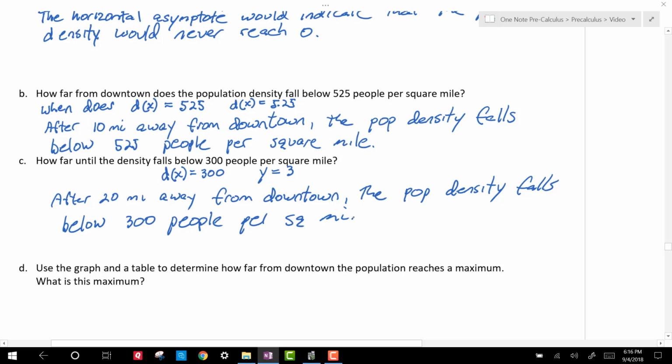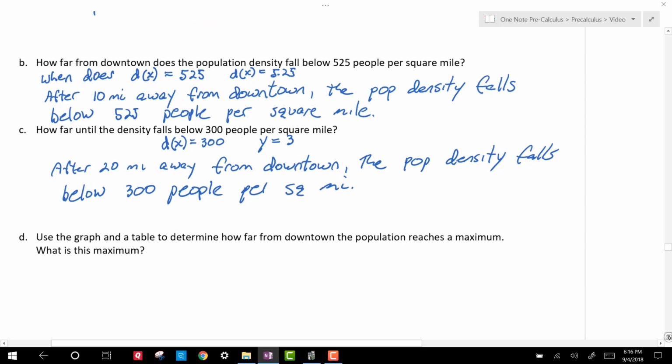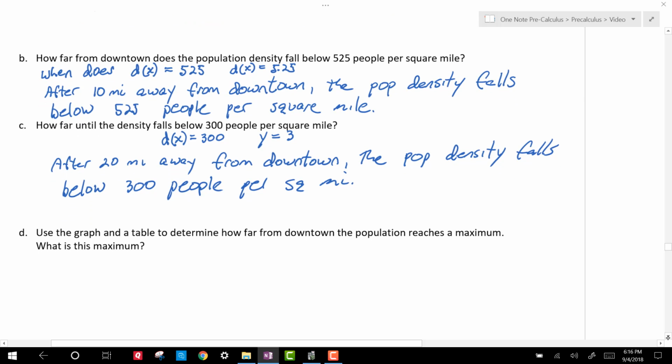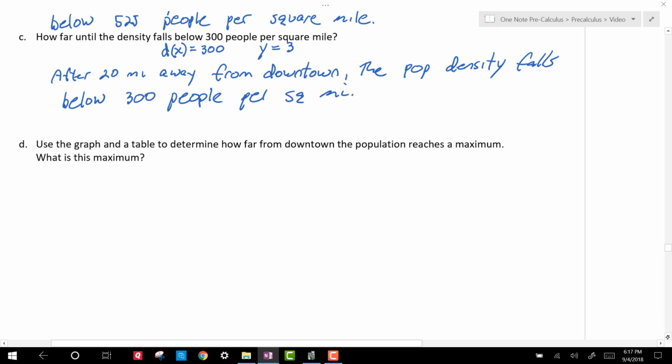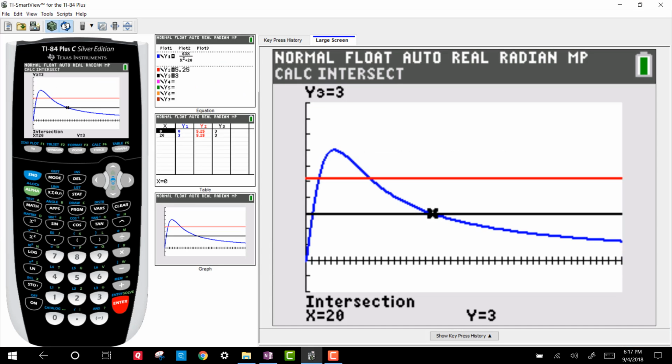Okay? And then the last question says, use the graph and a table to determine how far from downtown the population reaches a maximum. So I think we're just going to do this one with the graphing calculator, because since we got it open, you can see the maximum right up here. That's the top of the blue graph. And again, it looks like it's somewhere around 5 or 6, but we can actually get the calculator to do that work for us too.